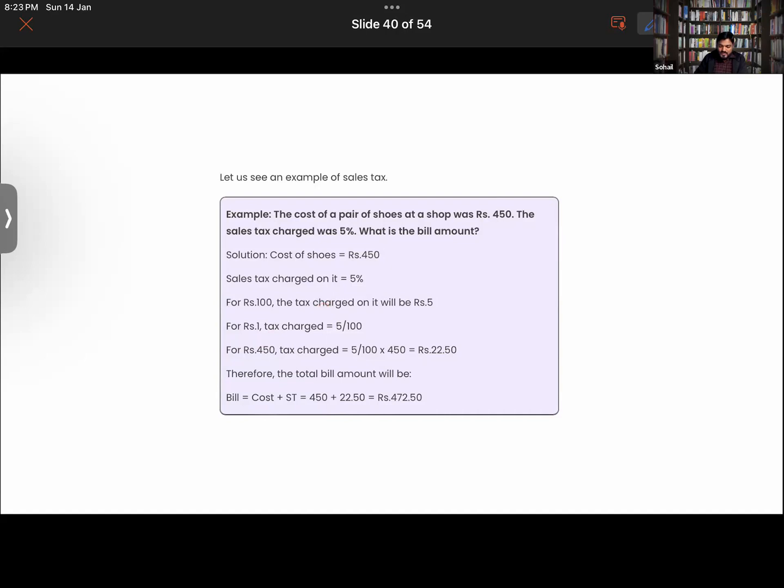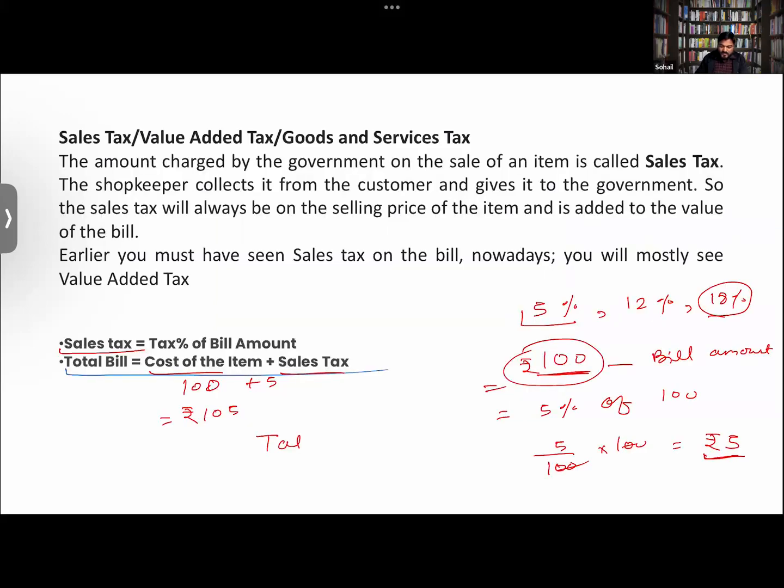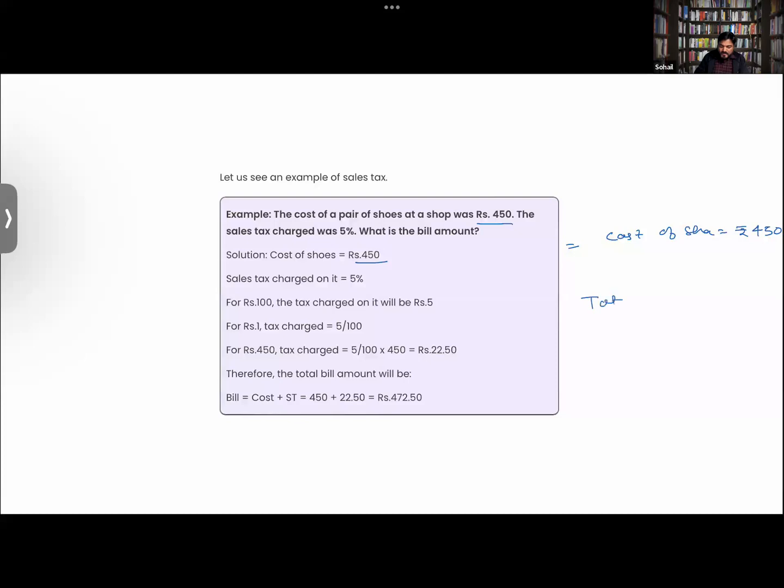Yes, sir. See, cost of shoe is rupees 450, right? Okay, and there was a sales tax of 5% imposed on it. So 5% sales tax is applied on top. What is the bill amount? Without doing the unitary method, in fact, we can directly solve it. Why this formula? So total bill will be sales tax plus cost price. So sales tax is 5%. 5% of what? 5% of 450 now.